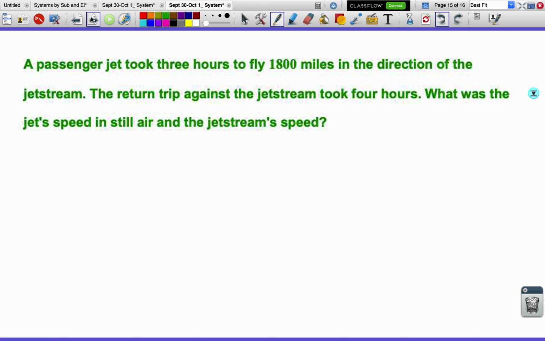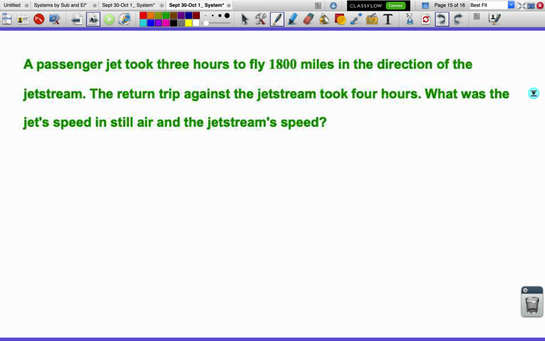So you might have noticed this if you've ever flown round trip to a city, is that one leg of the trip took longer than the other, and that's because of these things called jet streams, which are kind of prevailing winds up high. And when you're flying with the jet stream, your ground speed's a little bit faster. When you're flying against it, your ground speed's a little bit slower.